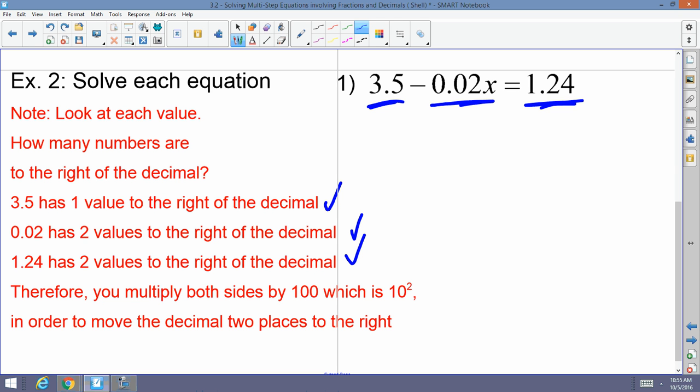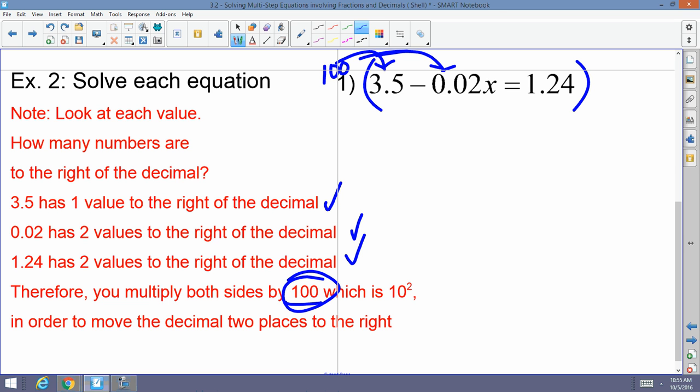So I'm going to multiply by a 1 with 2 zeros. So I'm going to multiply by 100. Why? How many zeros in 100? How many decimal places? I always go to the largest decimal place. So now, just like I did with the fractions, I'm going to make all the decimals disappear, go bye-bye. So I'm going to literally multiply everything by 100.